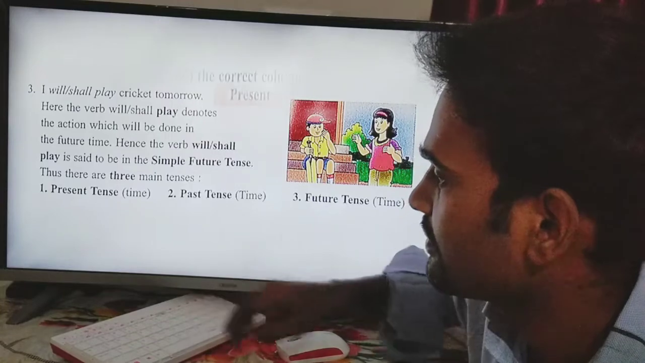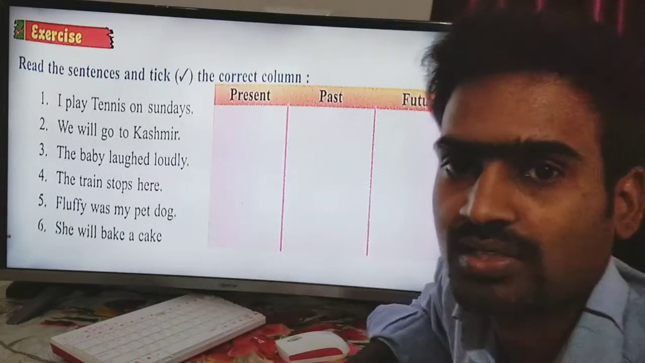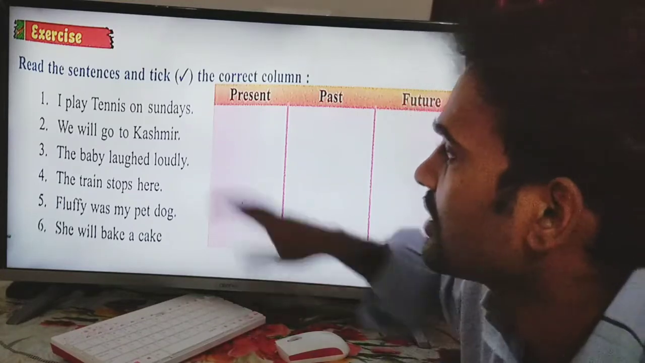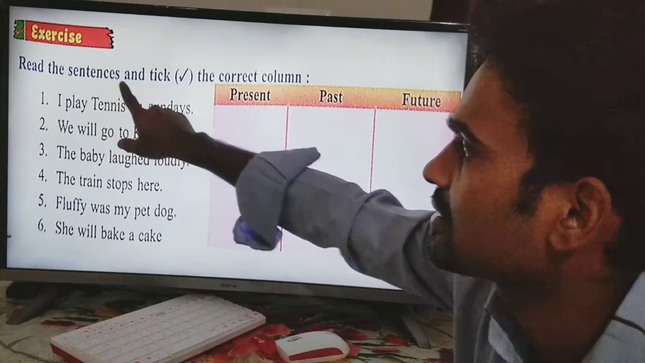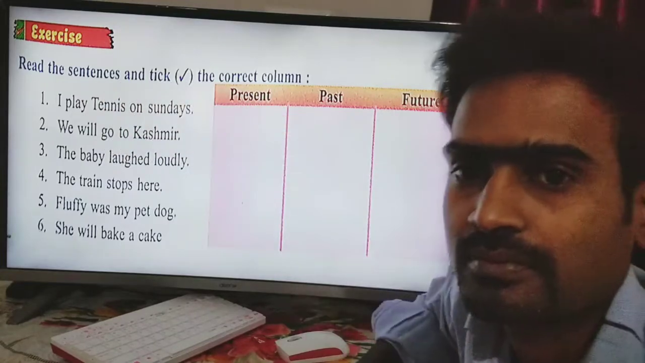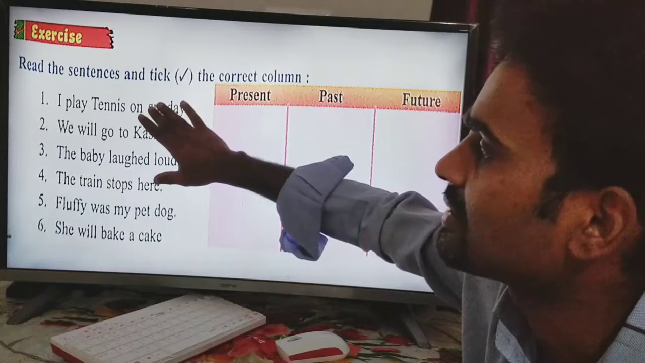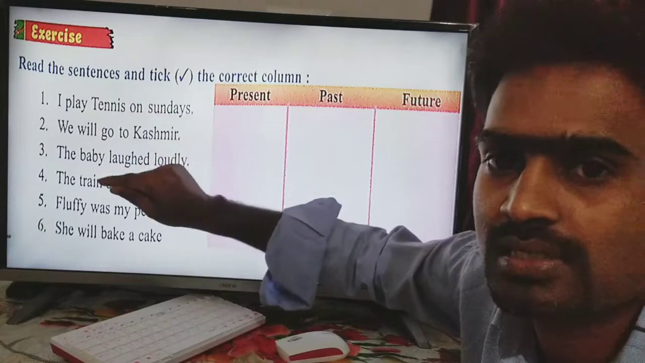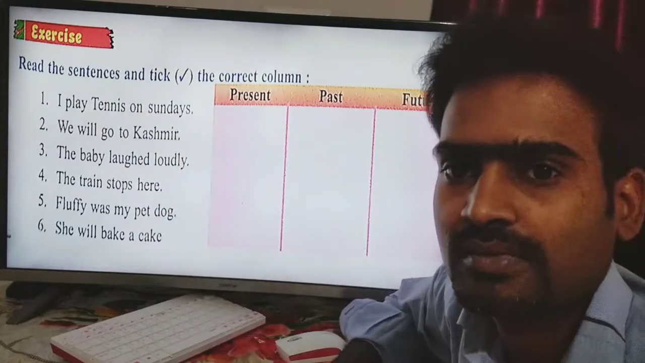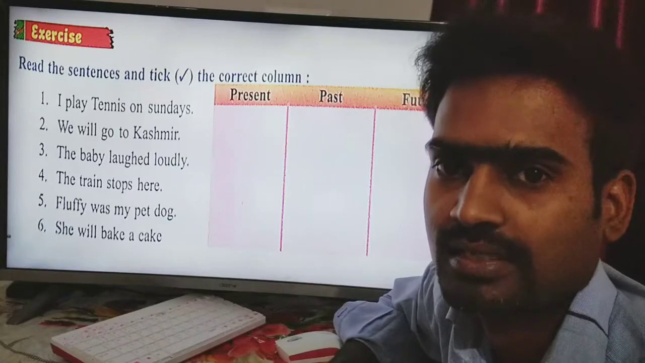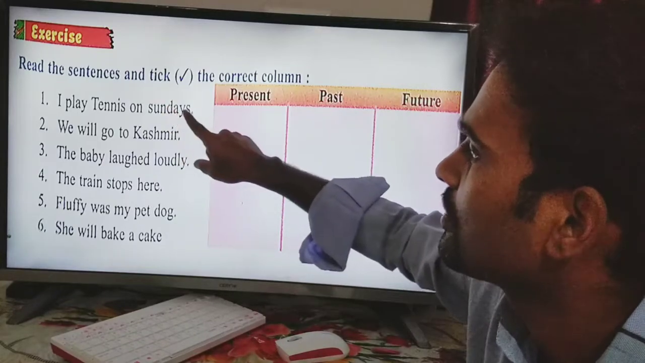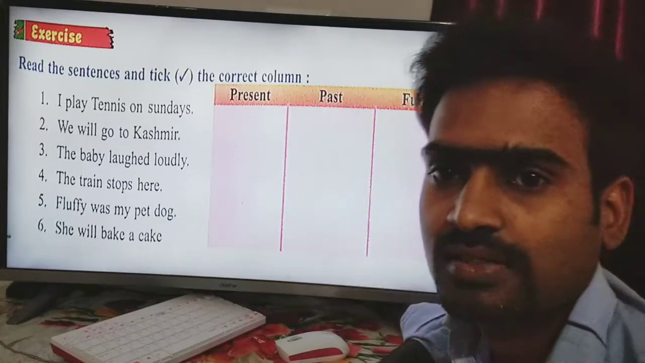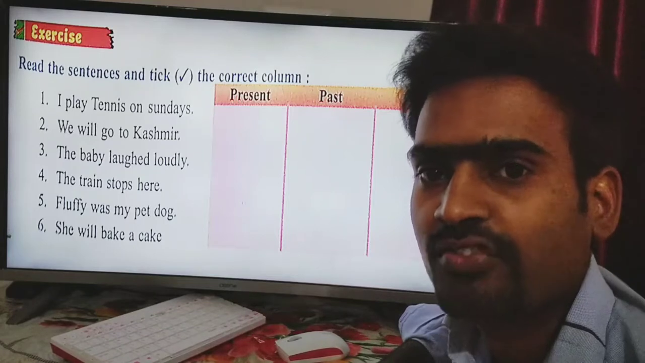Here we have one exercise based on these three tenses. We are going to read the sentences and tick the correct column. According to the tense, we are going to tick whether the sentence is in the present tense, past tense or future tense. That's what we are going to do, not more than that. As I said, we have three forms: present, past and future tense.